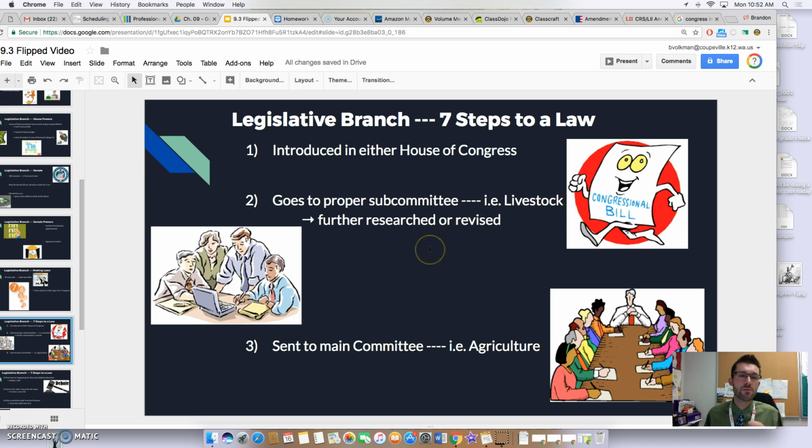After the subcommittee has researched and revised this proposed bill, it then goes on to the main committee. And they do the exact same thing. They revise, they research, and they talk about this bill. An example of a committee is agriculture. So you'd have this big committee of agriculture, and its subcommittee would be livestock.